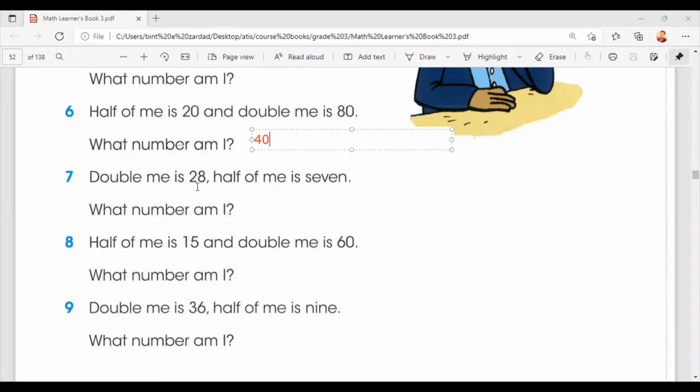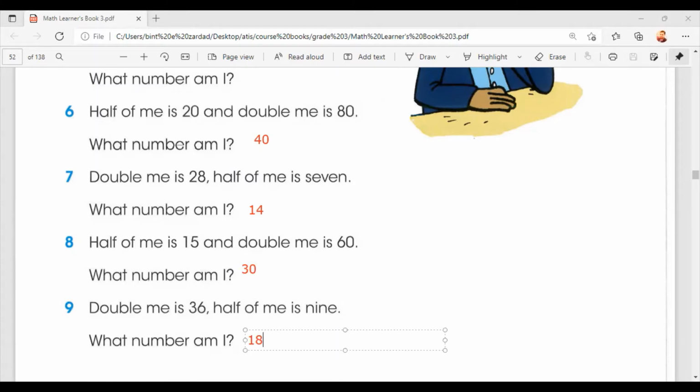Double me is 28. Skip it. Half of me is 7. So make double of 7. As it's written, you are doing the opposite. 14. Half of me is 7. So double of 7 is 14. Like this, half of me is 15. Double of 15 is 30. And like this, double me is 36. Half of me is 9. So making double of 9, it's coming 18.